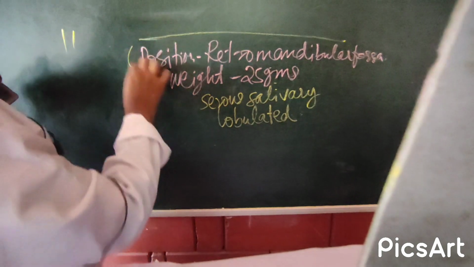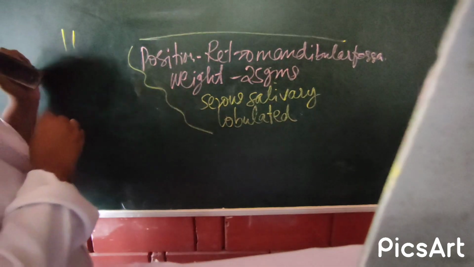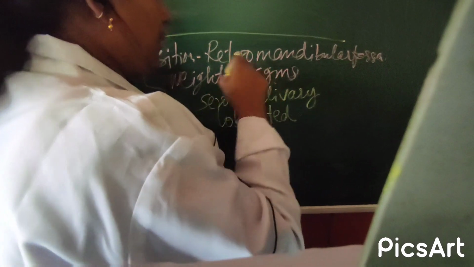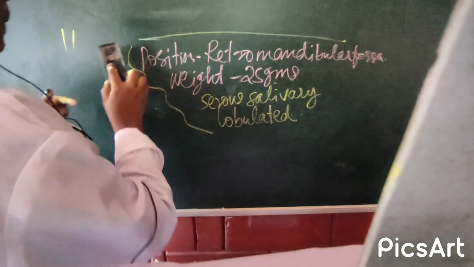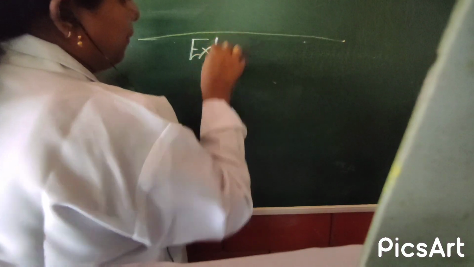So these are the major introductory part about the parotid gland. It is situated in the retromandibular fossa, weighs about 25 grams. It is a serous salivary type of gland and it is lobulated. Now we will study different positions and different external features of the gland.